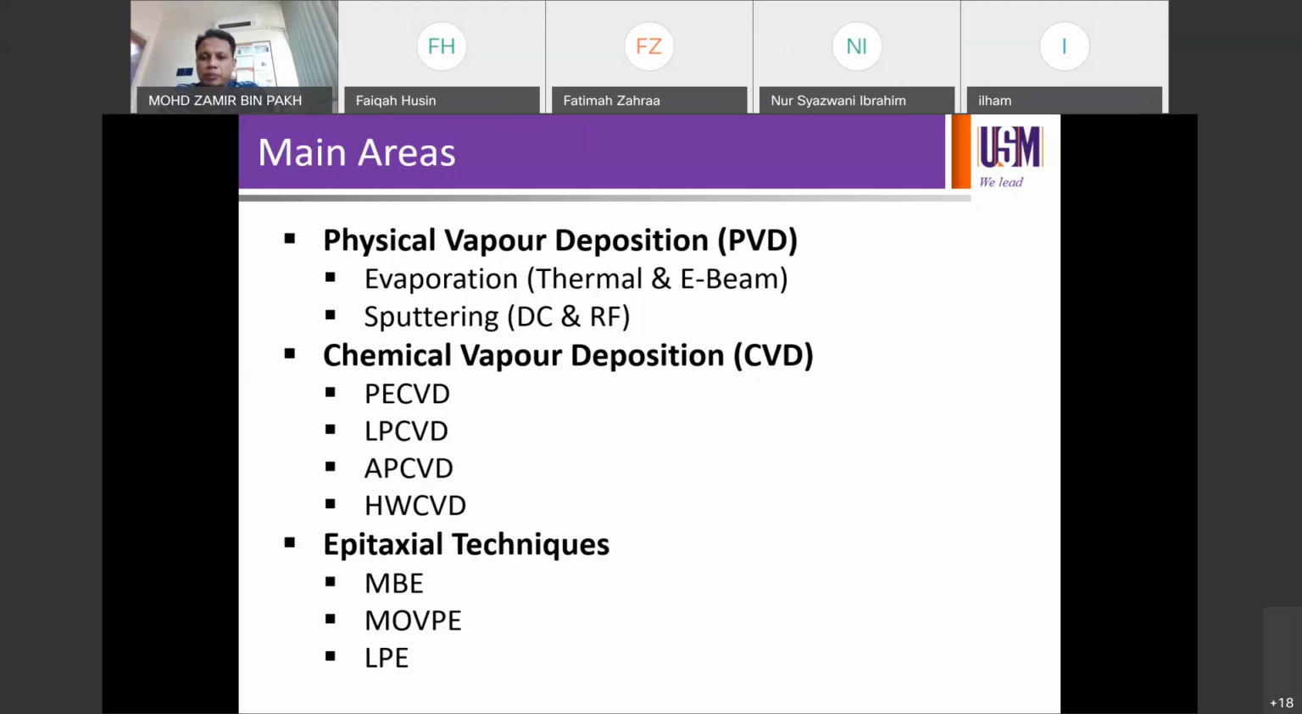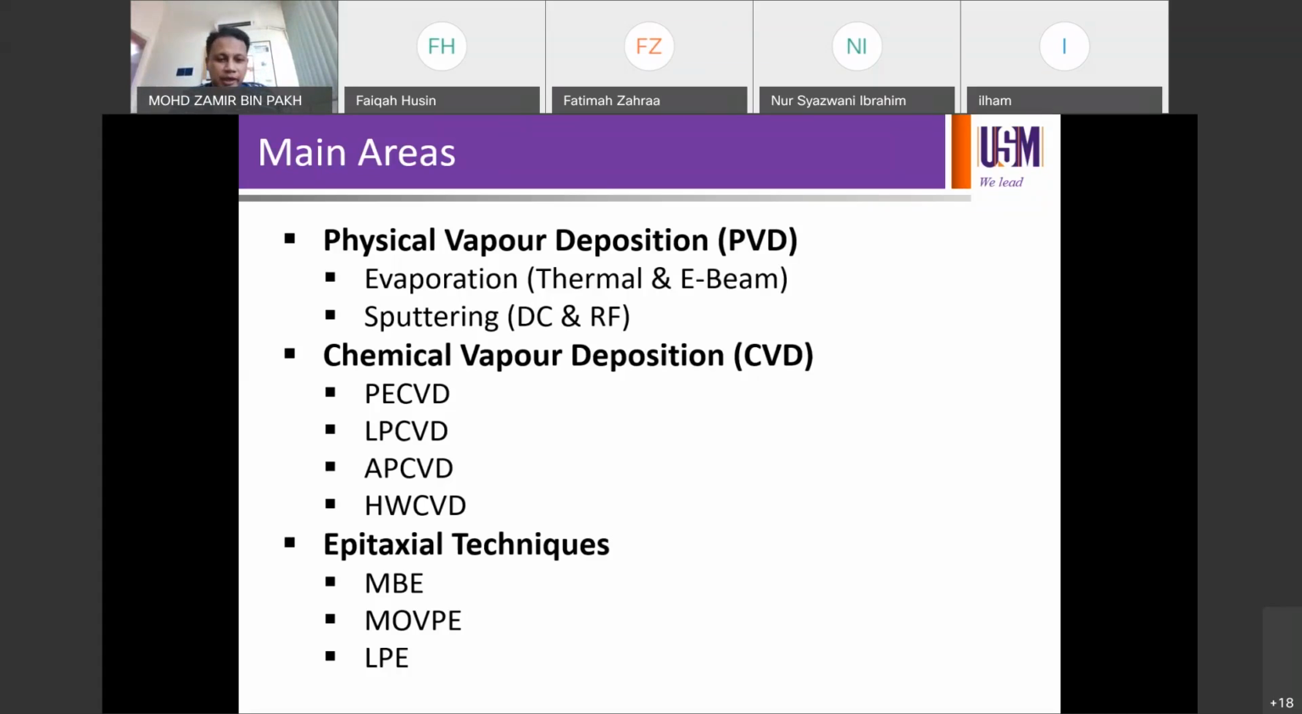On the other hand, instead of PVD, we also have another big method that we call CVD, or chemical vapor deposition. And in CVD, we have a range of different deposition techniques. What I put here is not all, just a couple of the CVD methods only. So we have PECVD, plasma enhanced chemical vapor deposition. We have LPCVD, low pressure CVD. We have APCVD, atmospheric pressure CVD. We have HWCVD, hot wire CVD.